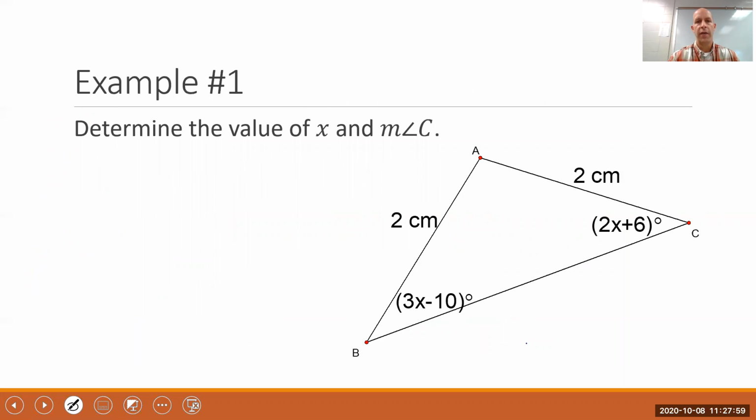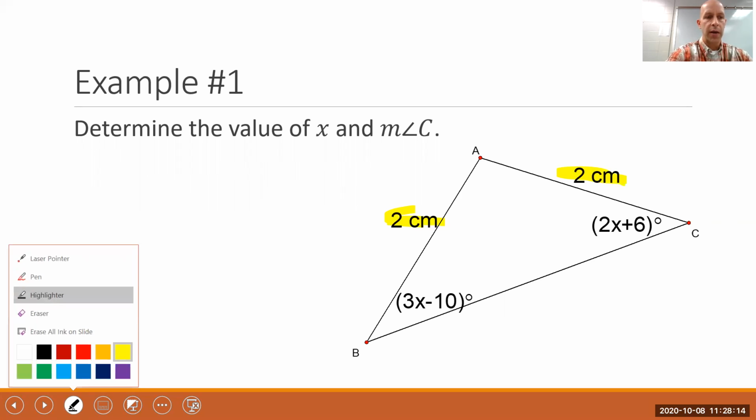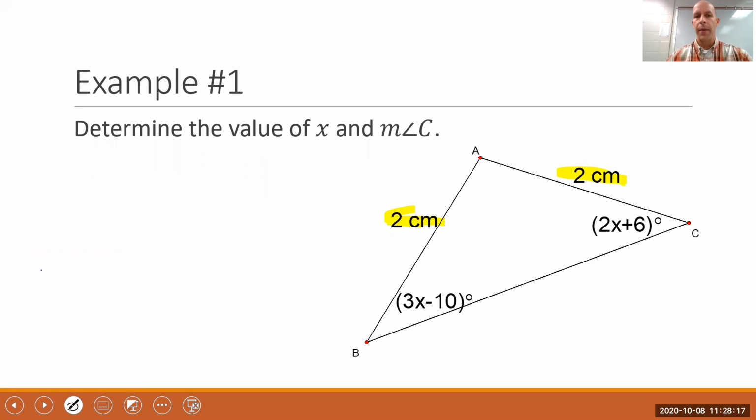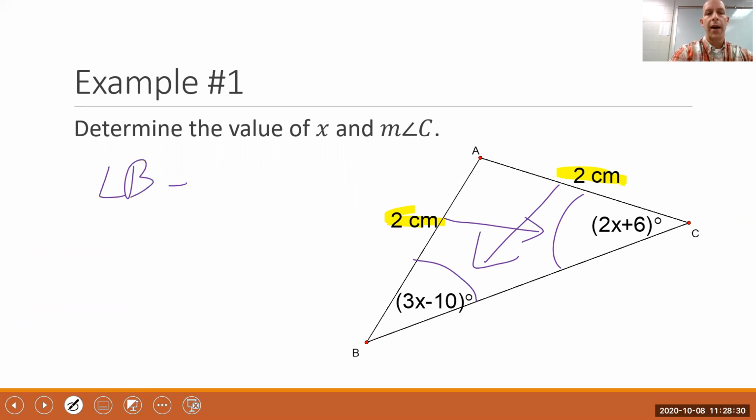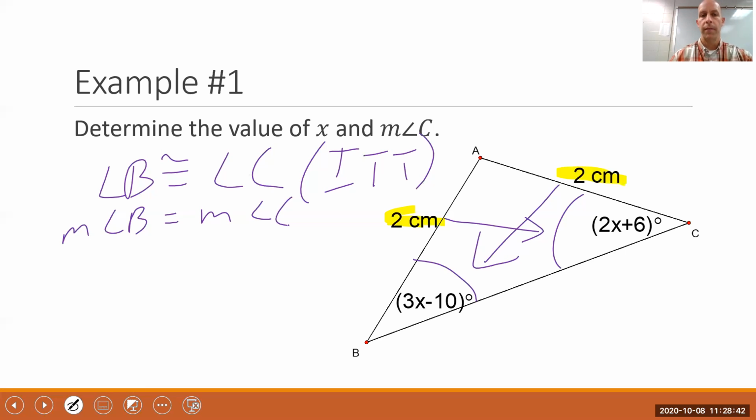Here it says find the value of x and the measure of angle C. The first thing we notice is that this is an isosceles triangle, because we have two sides that are congruent, which meets our definition. By ITT, we know the angles opposite the congruent sides have to be congruent. In other words, angle B is congruent to angle C by ITT, and therefore the measure of angle B equals the measure of angle C.